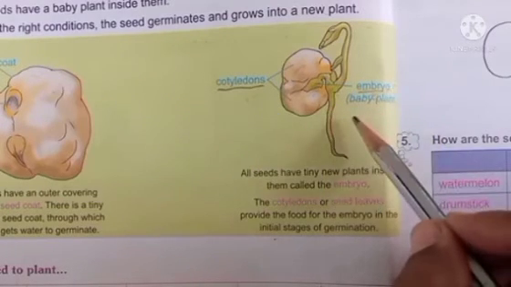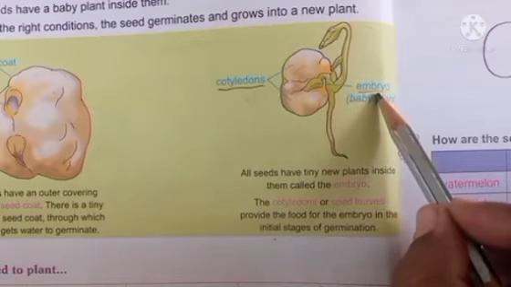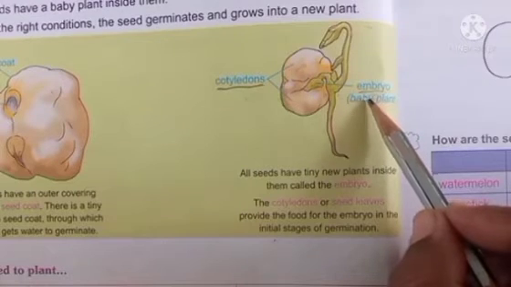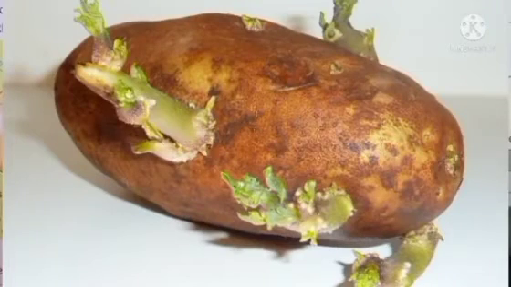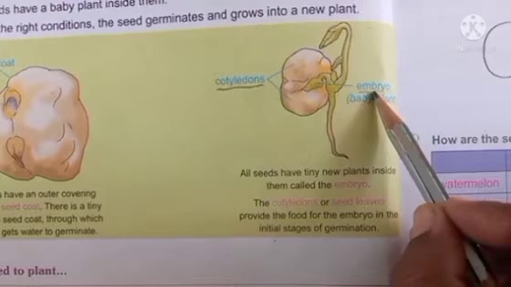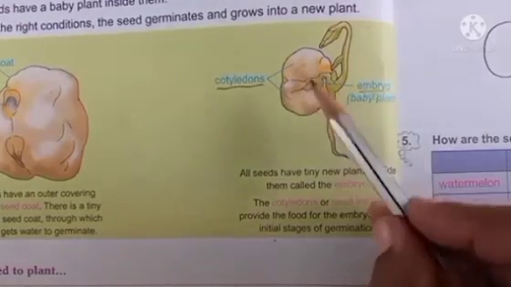E-M-B-R-Y-O. Embryo. Okay, so this is called a baby plant. Embryo is nothing but the name of a baby plant. What we call a baby plant, in a scientific way is called an embryo.